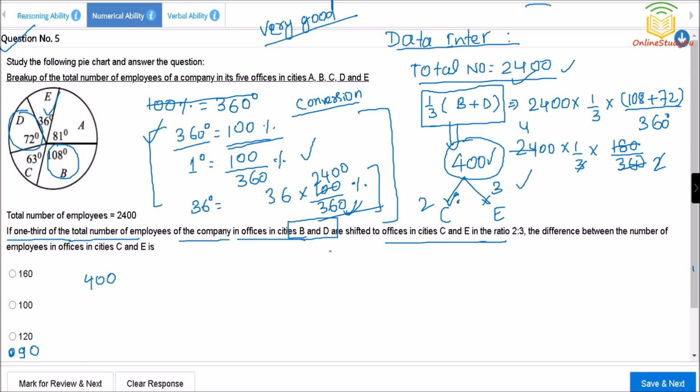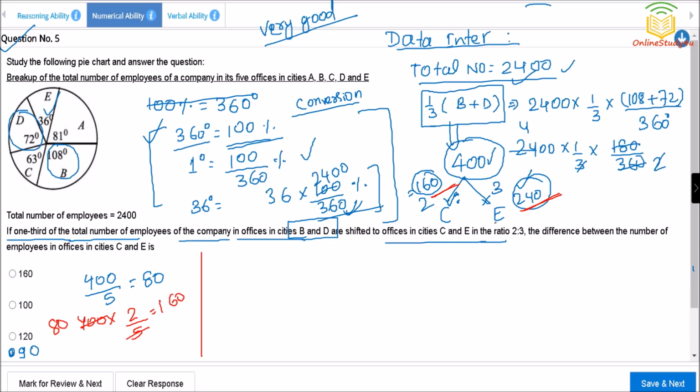So now, friends, this is 400, right? And total 2 plus 3 is 5. So if you divide, you will get 80. So one part is equal to 80. So 2 parts will be equal to 160. That means in C, 160 people will be added, moved from B and D, and in E, 80 into 3, 240. So 240 people will be added in E, right? Okay, friends, I hope till here it should be clear. Even you can calculate like this: 400 into ratio 2:3. So 2 divided by total 5 is 80 times. So 80 into 2 will be 160. So 160 will be moved into C, and 240 will be moved into E, right?